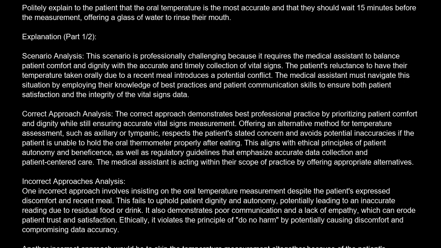Incorrect approaches analysis. One incorrect approach involves insisting on the oral temperature measurement despite the patient's expressed discomfort and recent meal. This fails to uphold patient dignity and autonomy, potentially leading to an inaccurate reading due to residual food or drink. It also demonstrates poor communication and a lack of empathy, which can erode patient trust and satisfaction. Ethically, it violates the principle of do no harm by potentially causing discomfort and compromising data accuracy.